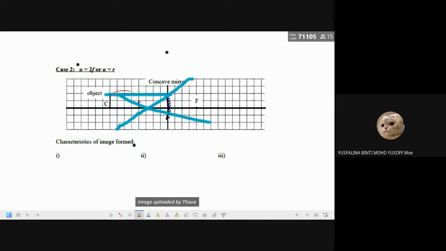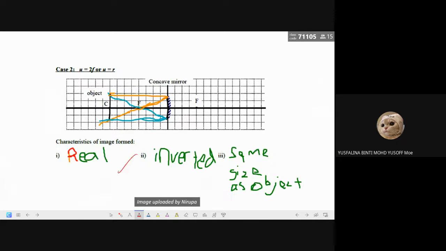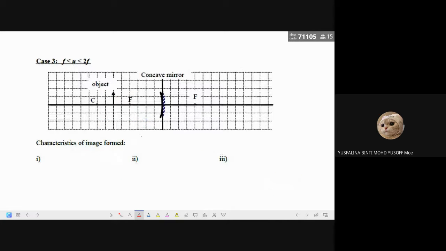What is this? Here. This one goes to here, then it goes back. Right? Here, same size, inverted. Same size. Okay, so for this one is when the object is between F and 2F.